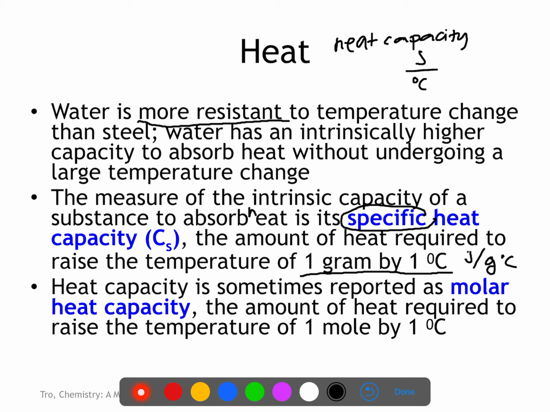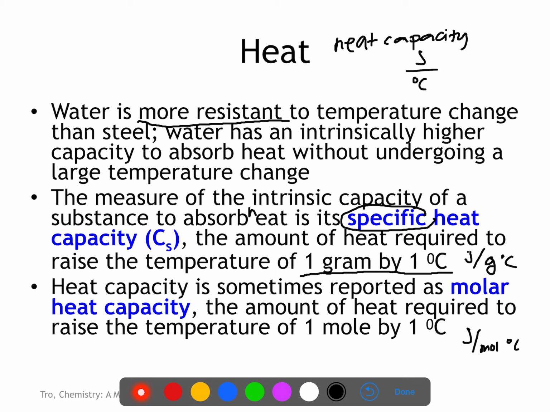Another form of heat capacity is sometimes reported as molar heat capacity: the amount of heat required to raise the temperature of 1 mole by 1 degree Celsius, in joules over mole times degrees Celsius. It's always the heat over a temperature change of 1 degree Celsius, or when you're talking specific heat, it's per gram. So for example, iron, copper, gold, they all have very specific heat capacities for 1 gram of the substance for a 1 degree Celsius change.